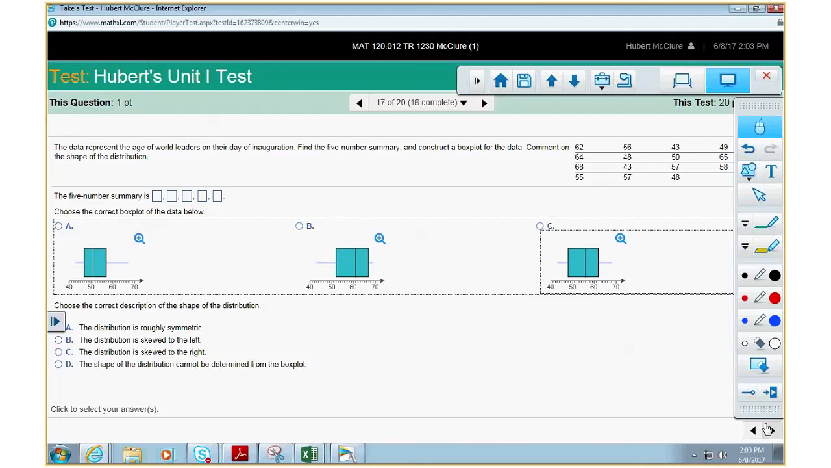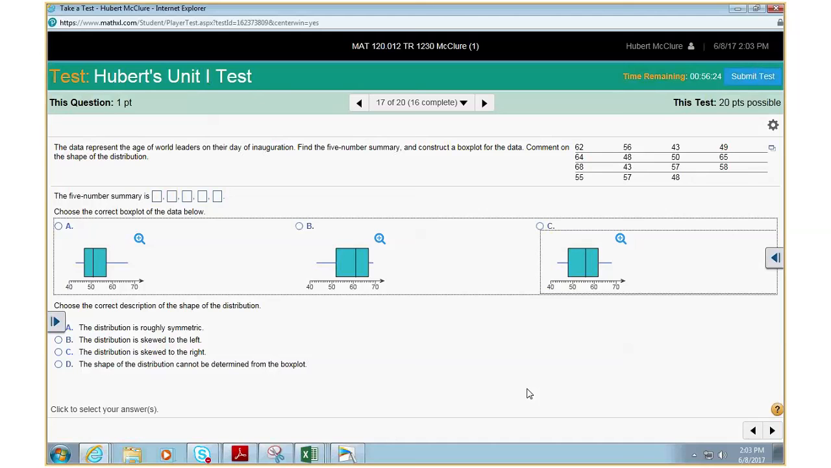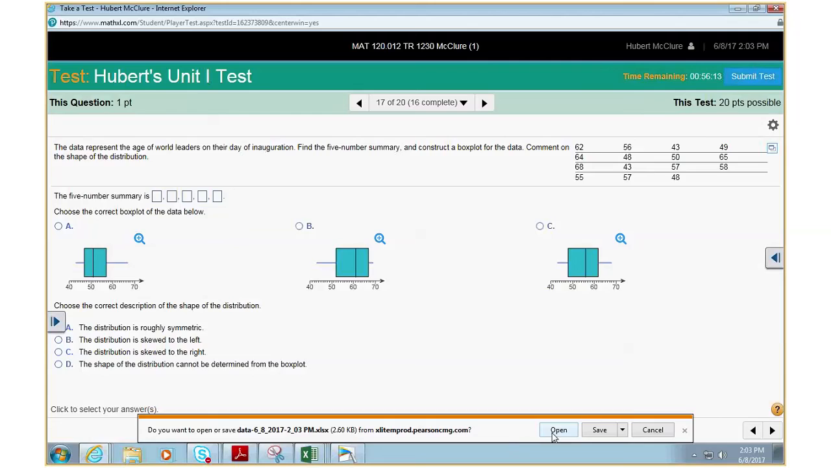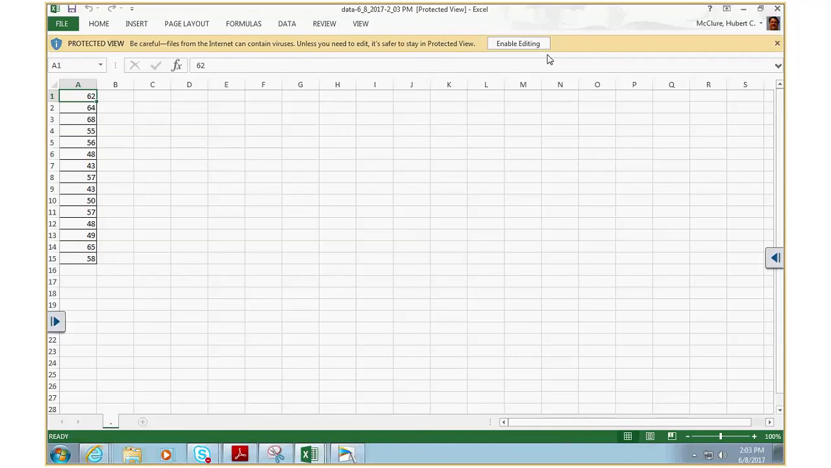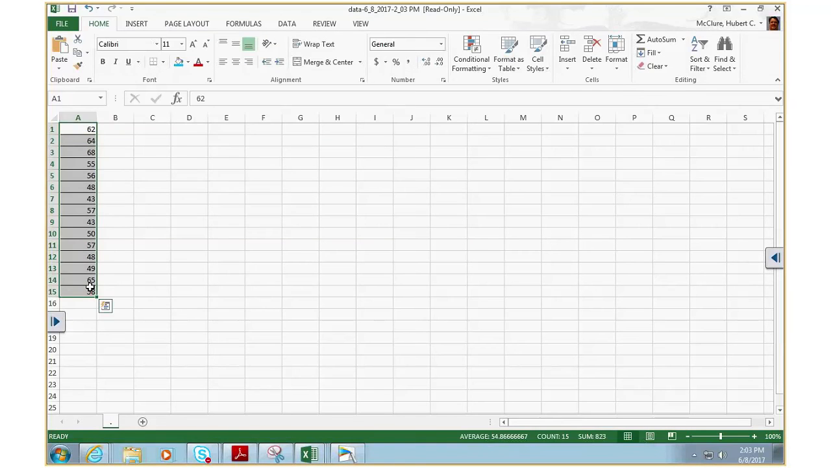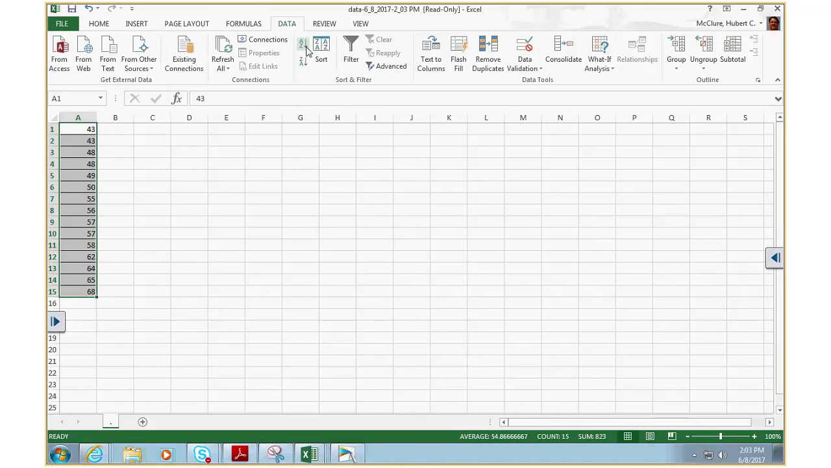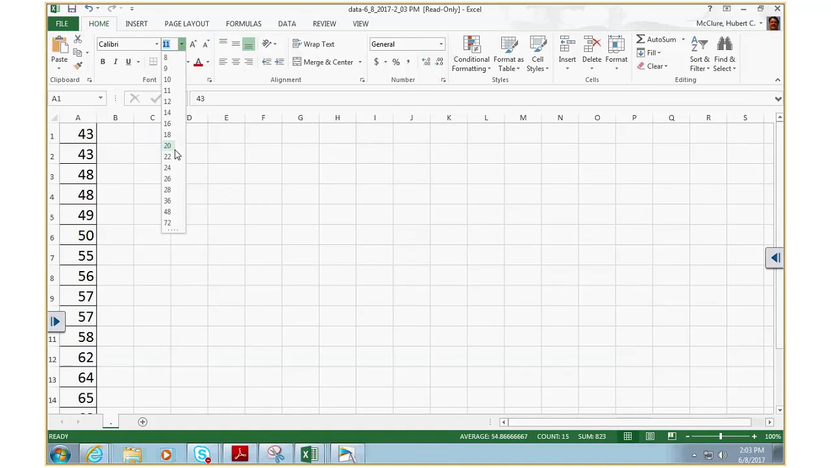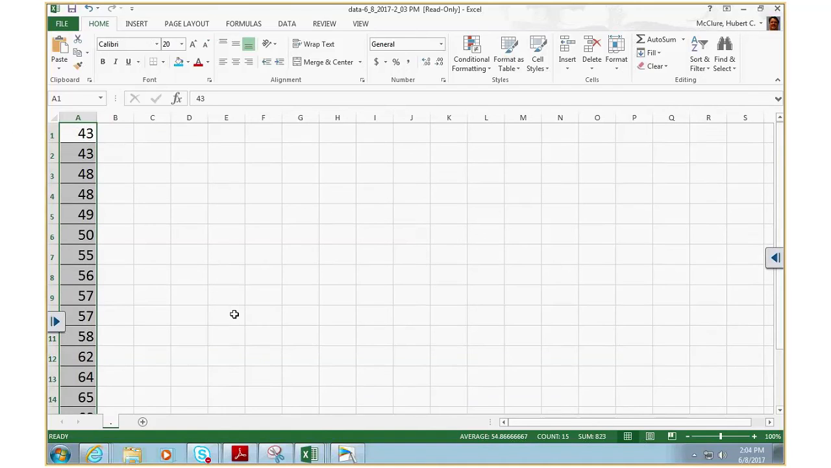Take this one. We need to hurry because I need to get through. We got 3 more to go. All right. 5-number summary. Go. I'll go ahead and put it on the spreadsheet so you can look at it and put it in order for you. You're welcome. Data. Sort. There you go. And let me get it bigger for the online students. There you go. And that's a 68 at the bottom.